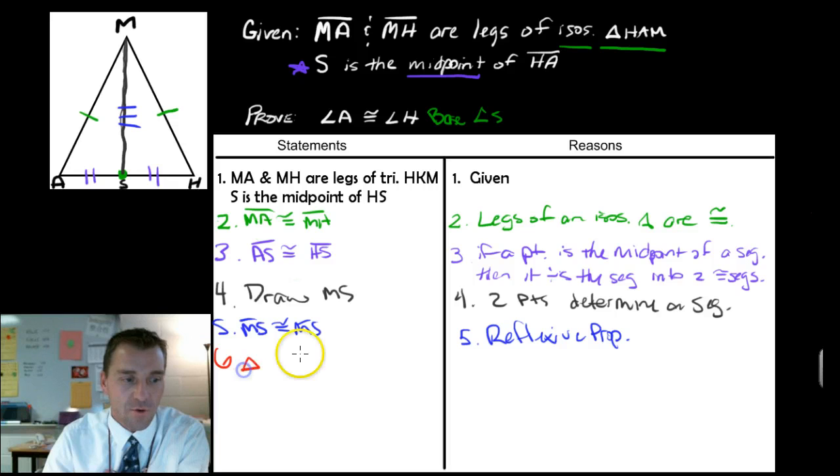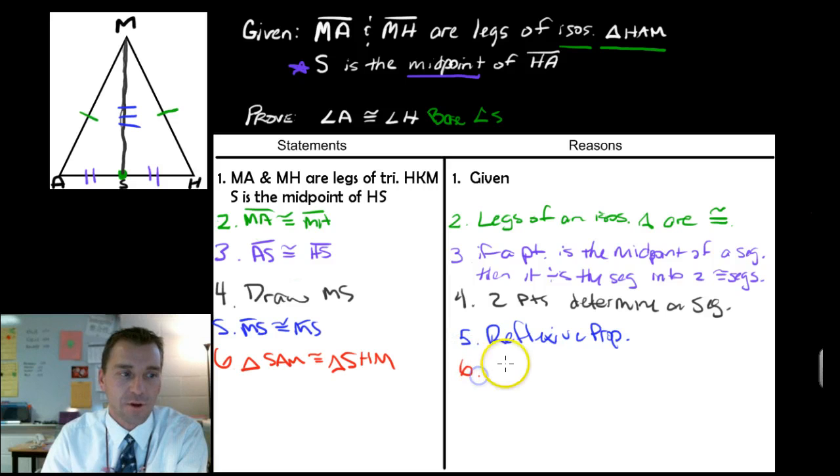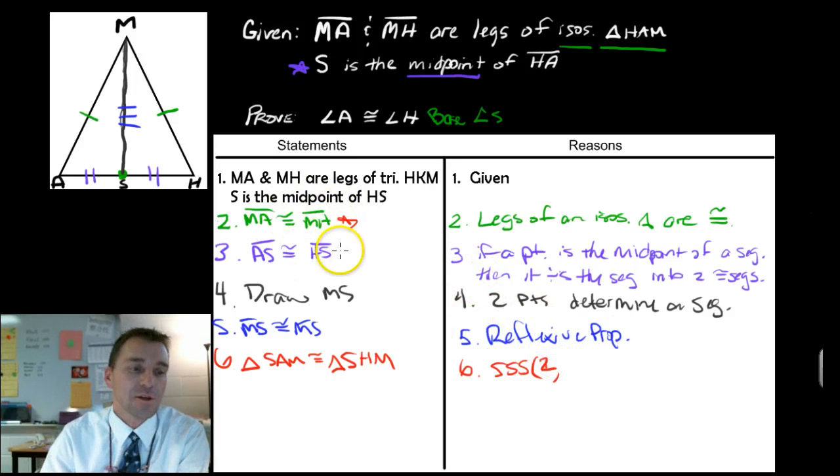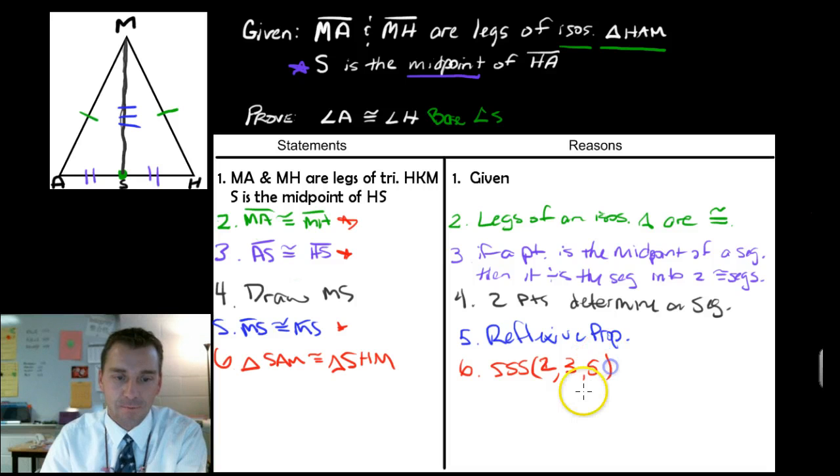So step number 6. Boy, I'm getting all kind of colorful here. So we'll go triangle SAM is congruent to triangle, what would it be? So if I went from S over to A up to M, that means I got to start with S, go over to H, and then go back up to M. So there we go. Our reason is side, side, side, and we got some numbers. We got here in step 2 a side, step 3, we got another side, and step 5, we got our third side.